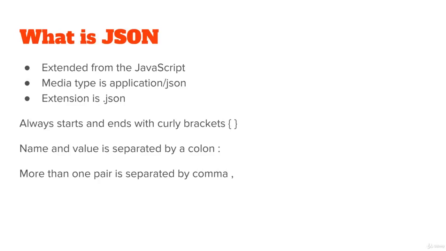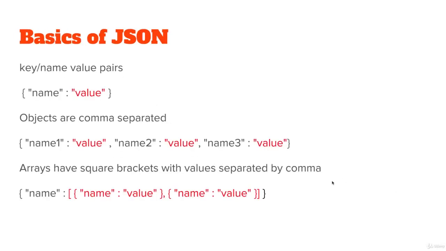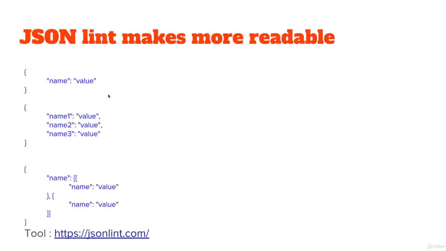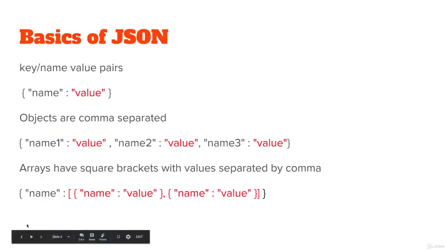It always starts and ends with curly brackets. The names are separated with a colon, and each name can have a pair value, so those can be separated by a comma. So the way that it looks is it's key name value pairs. So we've got our key name here, and then we've got our value. And notice as well that they do have the double quotes around it.